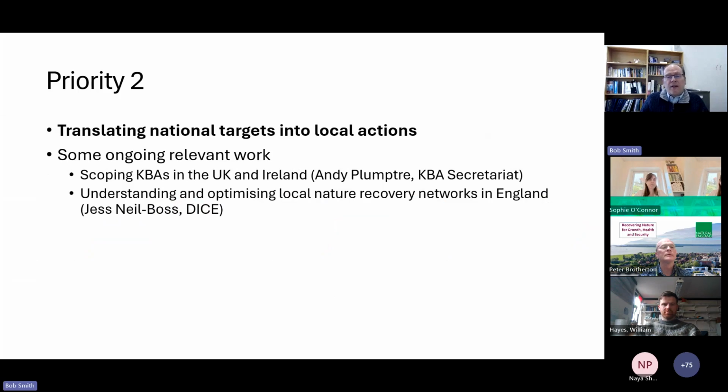Priority 2 is translating national targets into local actions. Unfortunately, if we were meeting in person, we were due to have a session on this tomorrow morning with Anne Plumtree from the KBA Secretariat and Jess Neal-Boss from DICE, talking about their work to look at how to translate national targets into local actions, and in particular, as a first step, looking at what types of species should be seen as priorities for spatial planning in England. We'll definitely be in touch more about this. I'm sure we can have online meetings to start progressing this.